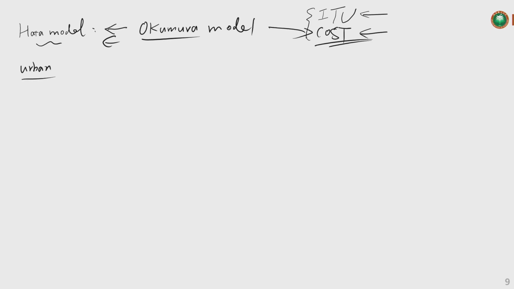Urban, so maybe there are many buildings inside of it, right? And the suburban, and maybe the buildings are not so dense. And also the rural area. So we usually separate it into such three kinds of environments.